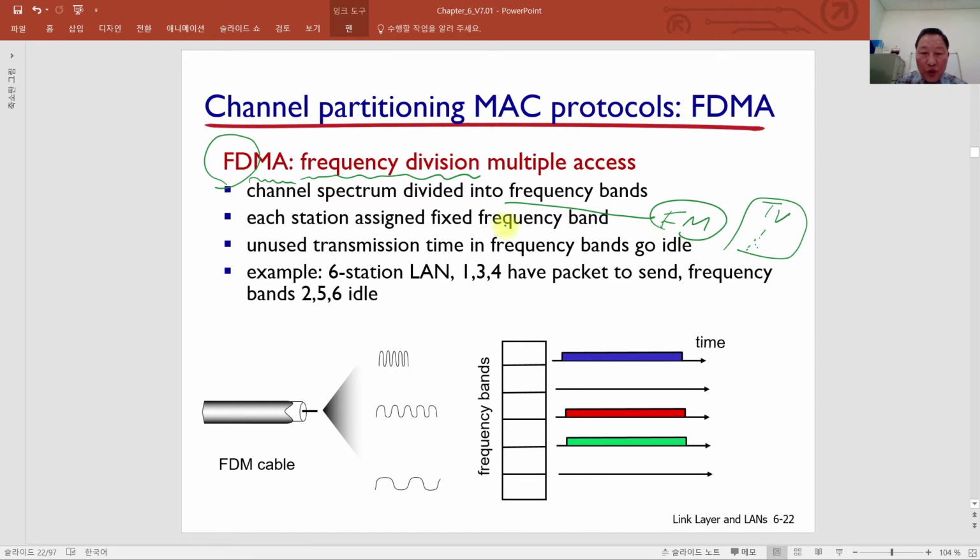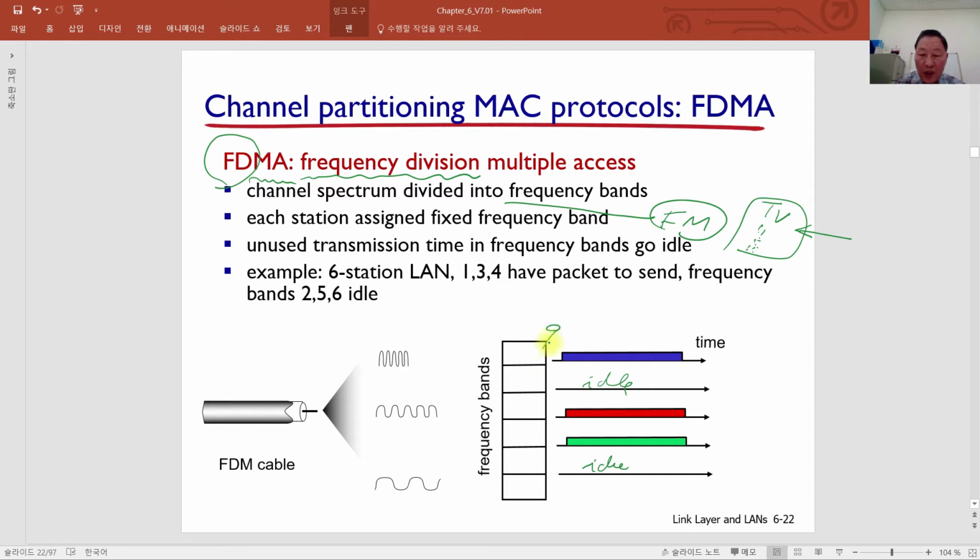Each station is using a fixed frequency band, and that is approved by the government and government regulation. Okay. Unused transmission time in frequency bands goes idle. Here, this one is idle. Also, this one is idle. This one is being used. These are frequency bands, different frequency bands, the frequency spectrum, with different frequency ranges.